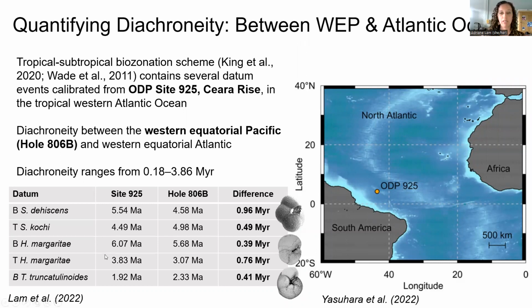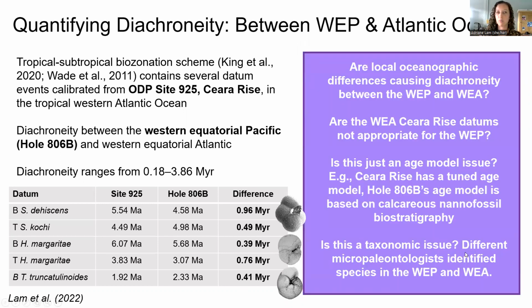So that's quite diachronous. It's worth asking yourselves, are there local oceanographic differences that are causing diachroneity between the western equatorial Pacific and western equatorial Atlantic? Are the Ceara Rise datums just not appropriate for the western equatorial Pacific? Is it an age model issue? Site 925 Ceara Rise has a tuned age model, but hole 806B's age model is based solely on calcareous nannoplankton biostratigraphy. There could also be some taxonomic issues coming into play. Different micropaleontologists have identified species in the western equatorial Pacific.